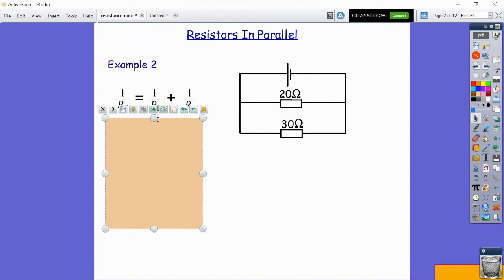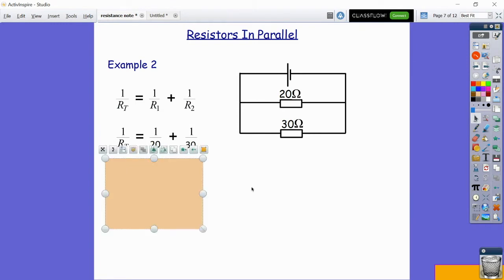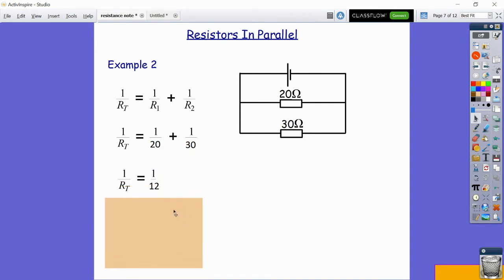But we have to do the long way, so 1 over RT, 1 over R1 plus 1 over R2. The lowest common multiple of 20 and 30, if you're doing this non-calculator, is 60. So you'd have 3 over 60 plus 2 over 60 is 5 over 60. Then we have to solve that. So I've simplified it in my work in here. So 5 over 60 is equal to 1 over 12. You divide both of those numbers by 5.